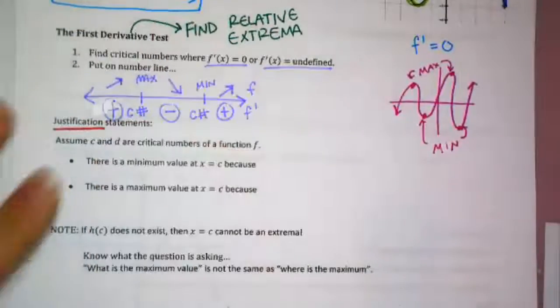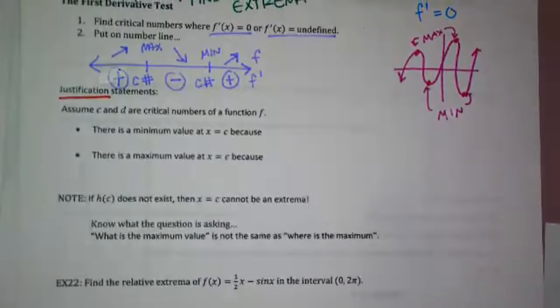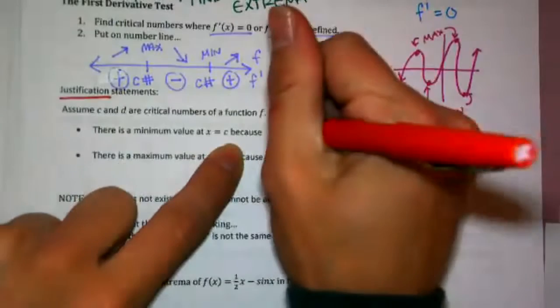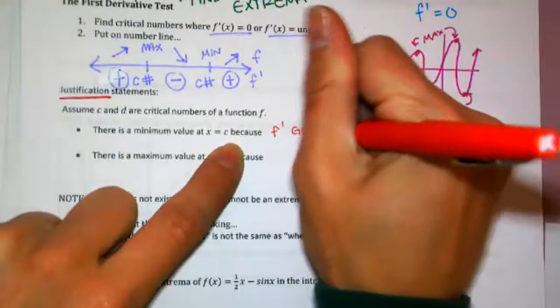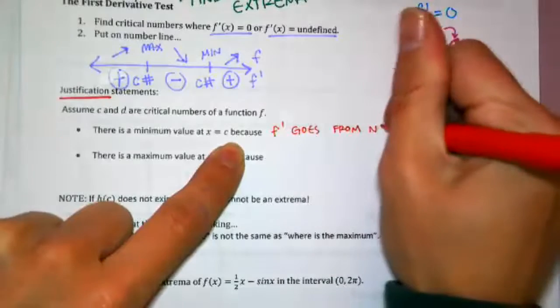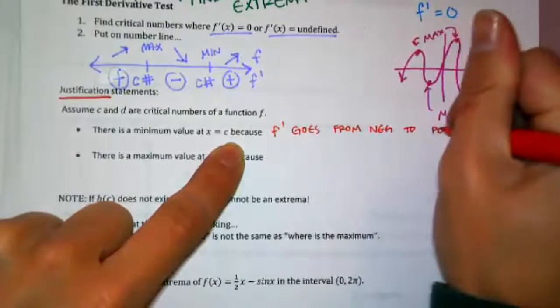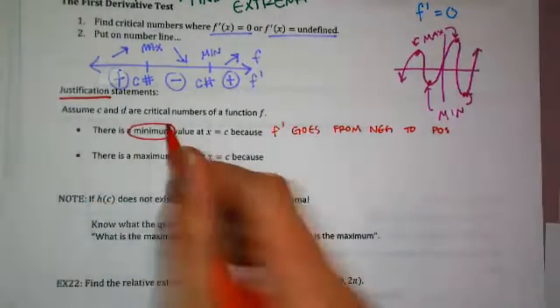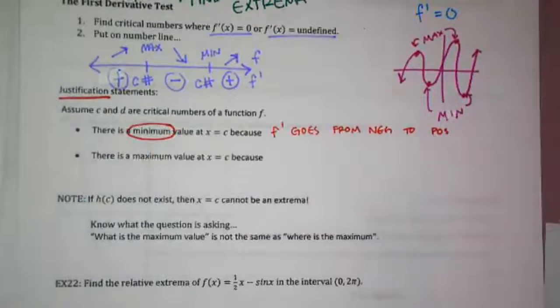For the justification, and this is important, if you have to justify whether something is a max or a min, you have to be specific. Minimums are because f prime goes from negative to positive. Sorry, minimums, thank you. Minimums are from negative to positive. Always, they have to be.